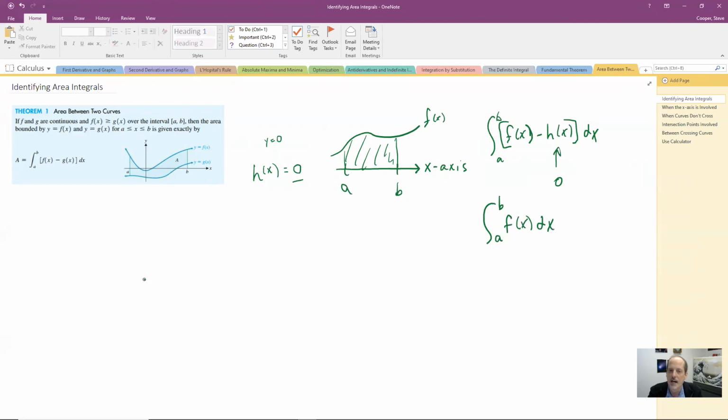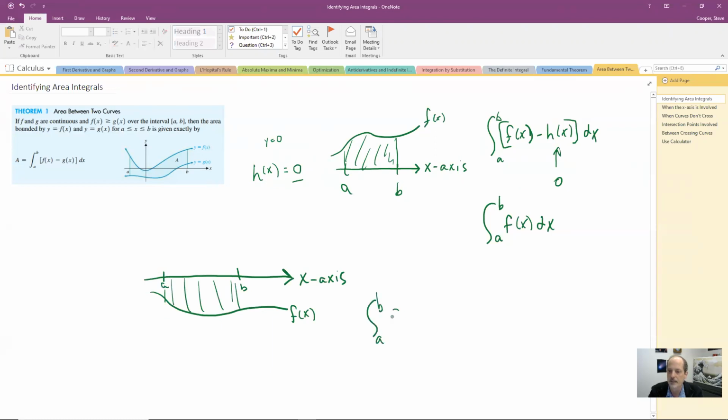Now, let's go the other way, where maybe f of x was down below, and this was a and b. And remember we said if I calculate the integral from a to b of f of x here, I get a negative area. If a is the area, when I calculate the integral, I get negative a.